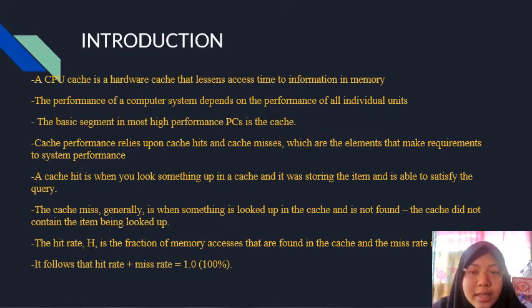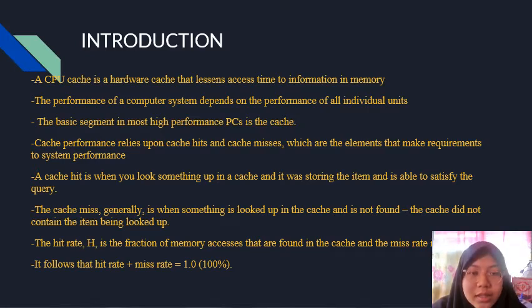Since the cache exists to bridge the speed gap, its performance estimation and measurement are significant in planning and picking different parameters like cache size, associativity, replacement policy, and so forth. Cache performance relies upon cache hits and cache misses, which are the elements that place requirements on system performance.